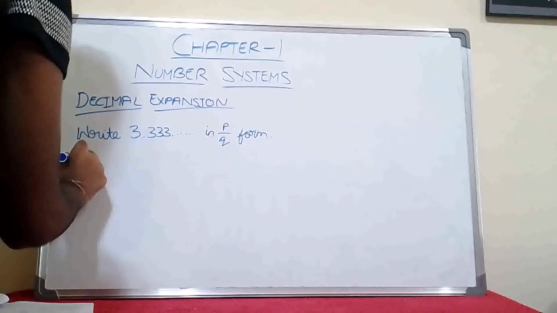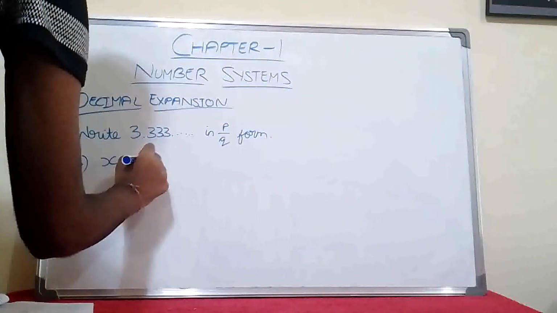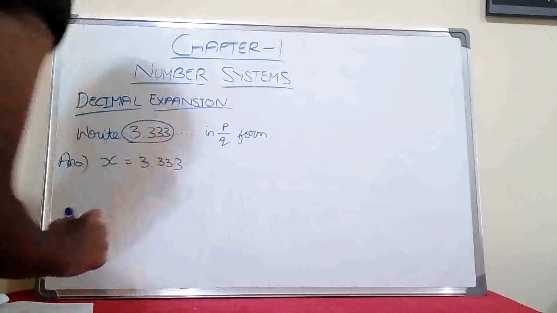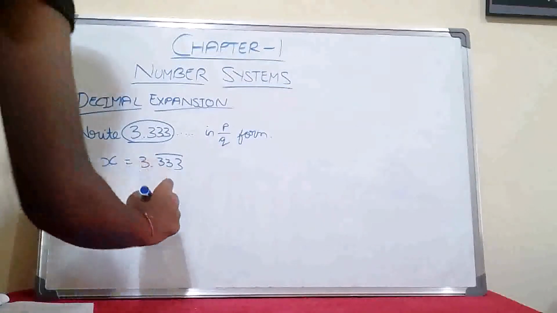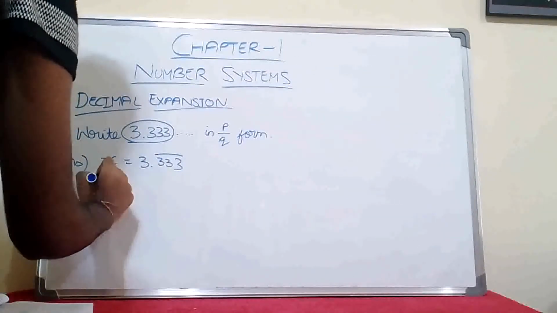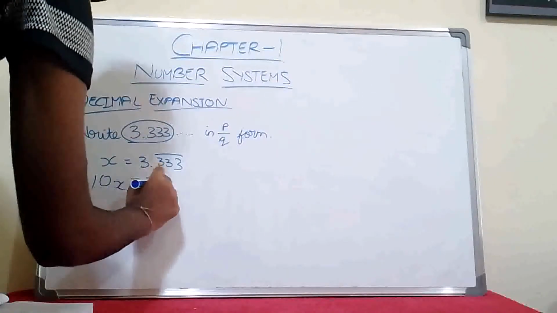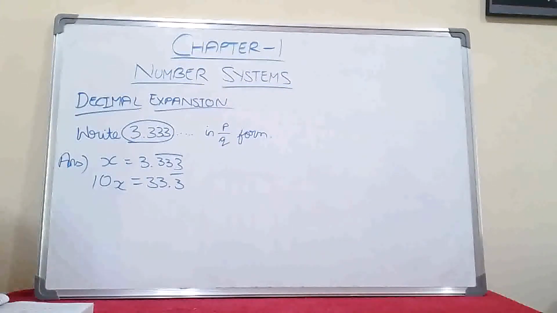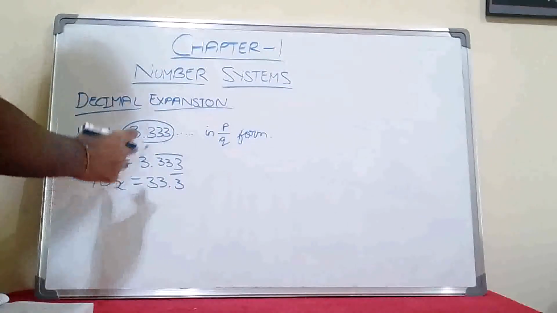Using the algebraic basics that we have studied, we take x to be 3.333, the number given, that is 3.3 bar. It's a bar because it's a repeating decimal. Now we'll take 10x. We multiply both the sides by 10, so we get 33.3 bar. So we have two equations right now: x equals 3.3 bar and 10x equals 33.3 bar.